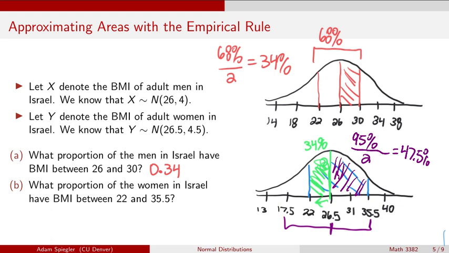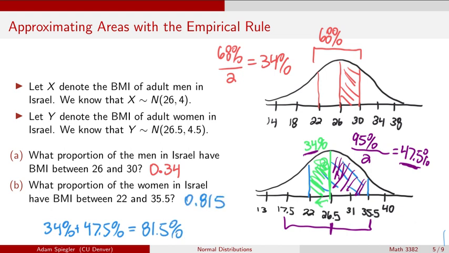47.5%. And so we take this 47.5, we add it to the 34%, and that gives us 34% plus 47.5%, which gives us 81.5%. So the proportion would be approximately 0.815, and that represents, again, the proportion of adult women in Israel that have a BMI between 22 and 35.5.